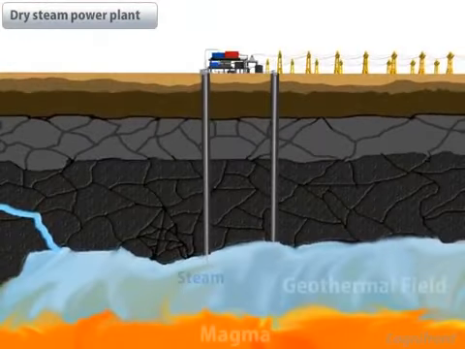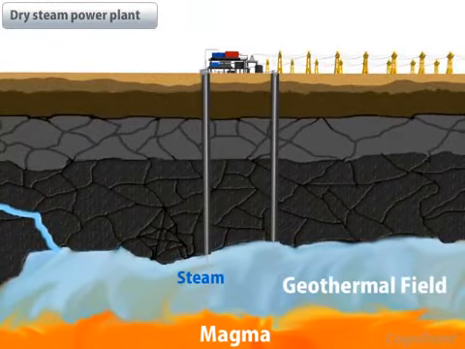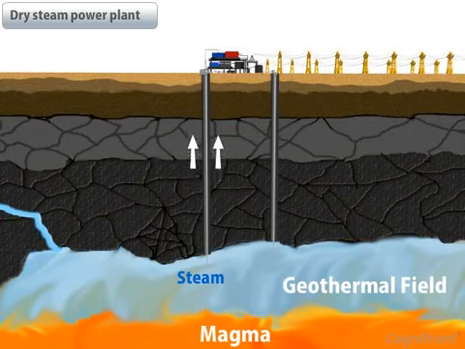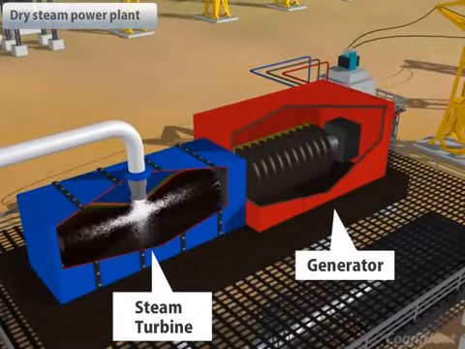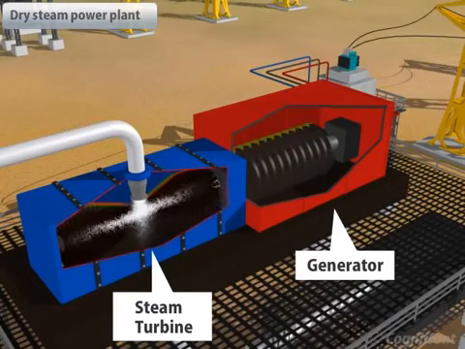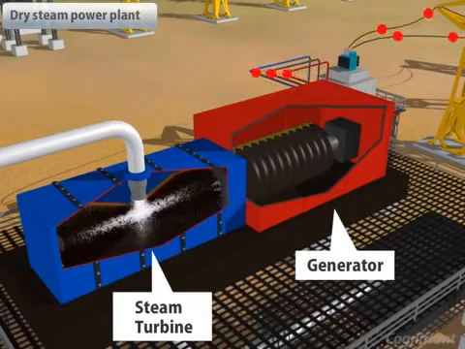First is the dry steam power plant. In this power plant, steam is generated directly from the geothermal reservoir. This steam is directly supplied to the turbine, which is coupled with a generator. The flow of steam causes the turbine to rotate, and because of this, the generator produces electric energy.